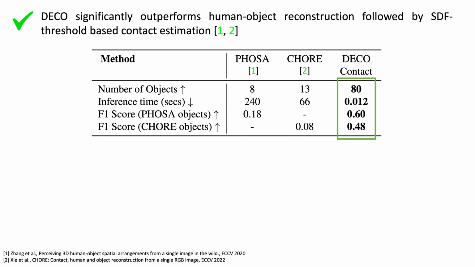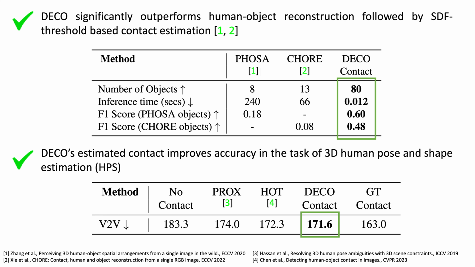DECO significantly outperforms methods that compute contact by thresholding the vertex distance between a reconstructed object and a human mesh, such as CHORE and POSA. Finally, we use DECO's inferred contact for 3D human pose and shape estimation and find that this improves accuracy. These results show that DECO can be useful for the computer vision community.